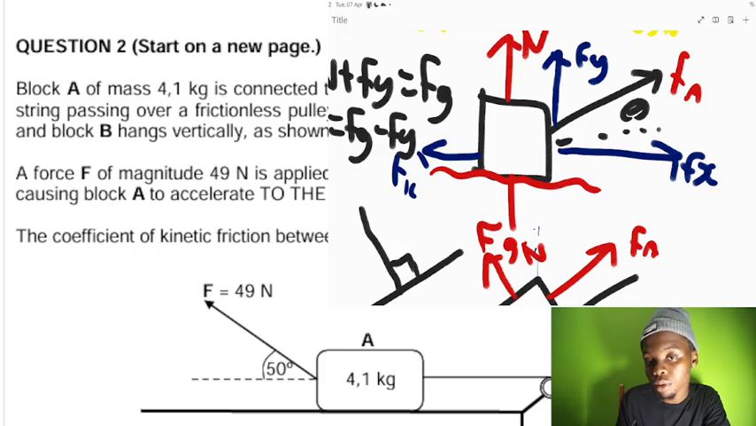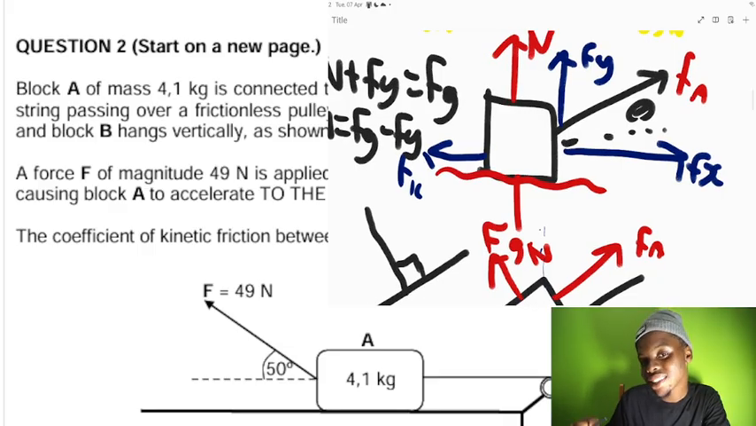So if I want to calculate normal force in this case, normal force will have to be Fg minus Fy, because Fy is positive on this side, and if I take it to the other side, it becomes negative. So that is why I get normal force equals Fg minus Fy. That means when my force applied is applied at an angle on a flat surface, my normal force is Fg minus Fy.